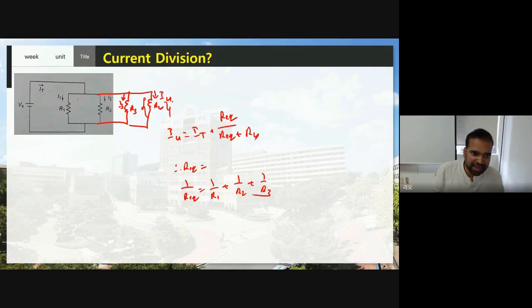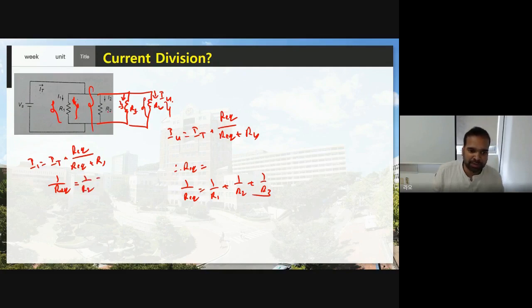Now if you are finding current at R1, what will you write? I1 equal to IT into R equivalent by R equivalent plus R1. Now in this case, what is R equivalent? 1 by R equivalent equal to, as you are finding current at R1, you should not consider this one. How many opposite resistors do you have? R2, R3, R4. Therefore 1 by R2 plus 1 by R3 plus 1 by R4. The equivalent resistance value, you need to keep it here. Then you will find the current value at that particular resistor. Okay, this is the advantage of current division.